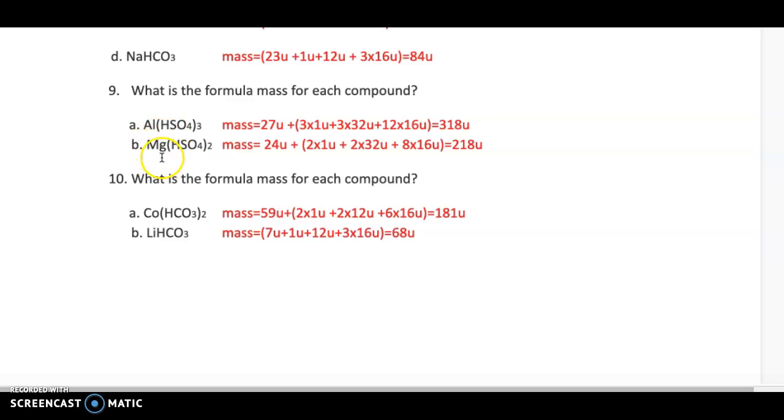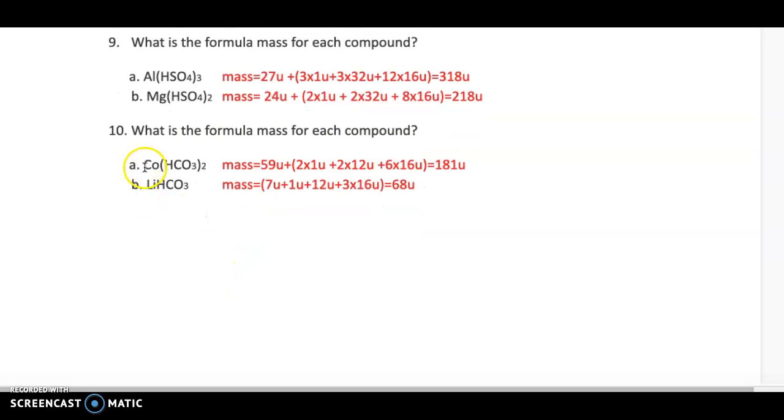There's only 1 magnesium, but there's something in parentheses. It's called bisulfate. So you have to multiply each of these elements by 2. 2 hydrogens, 2 sulfurs, and 8 oxygens. 4 by 8, 4 by 2 is 8. Okay. Same type of thing, same type of example.